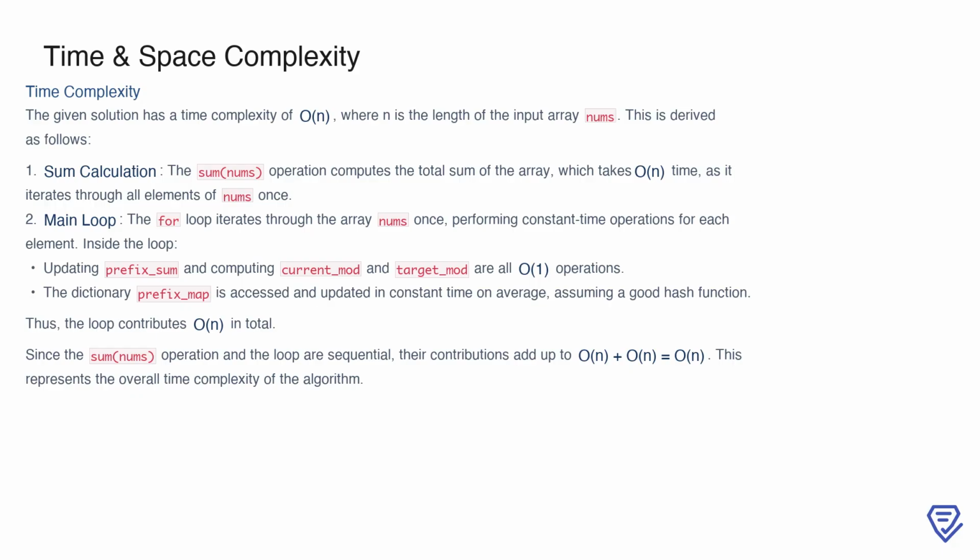These operations include updating prefix_sum, computing the current_mod and target_mod, and accessing or updating the dictionary prefix_map. Accessing and updating the dictionary takes average case O(1) time due to efficient hashing. Combining these steps, the total time complexity becomes O(n) from the sum calculation and O(n) from the loop, resulting in an overall time complexity of O(n).